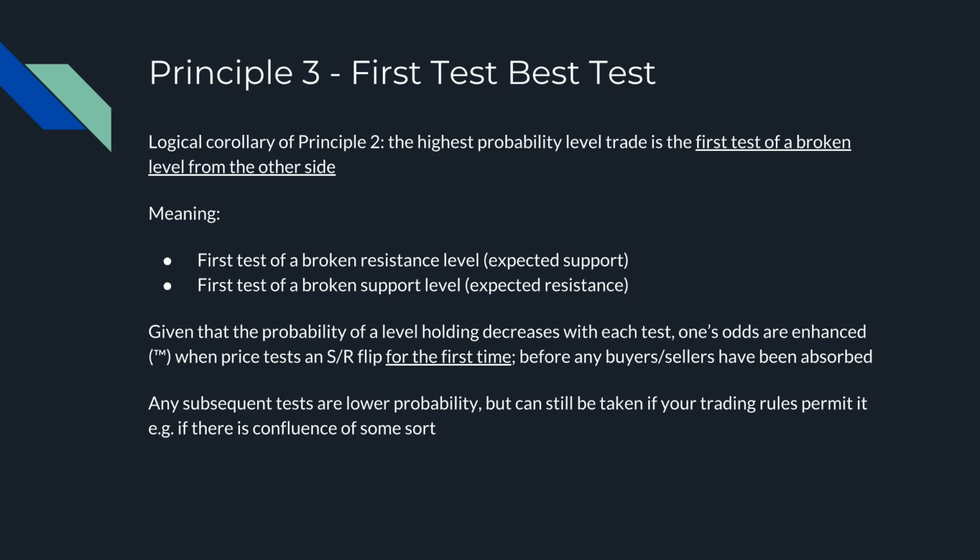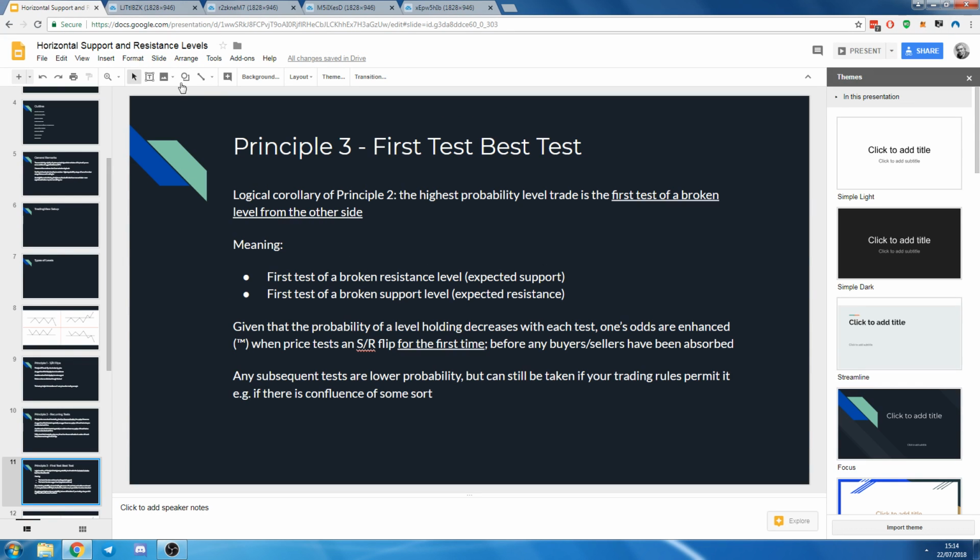Logically this should make sense, so the probability of a level holding decreases with each test from the same direction. Okay, so one's odds are enhanced when price tests an SR flip for the first time, before any buyers or sellers have been absorbed. And just as a short note here, any subsequent tests are lower probability, but can be taken if your rules permit it, like if there's confluence or divergence, Fibonacci, whatever you want to call it. Okay, and I call this first test best test.